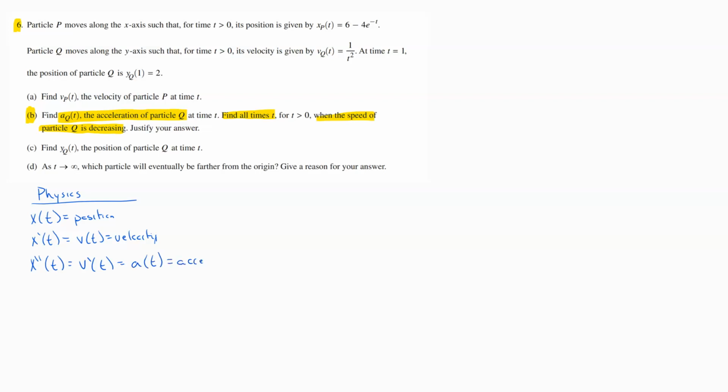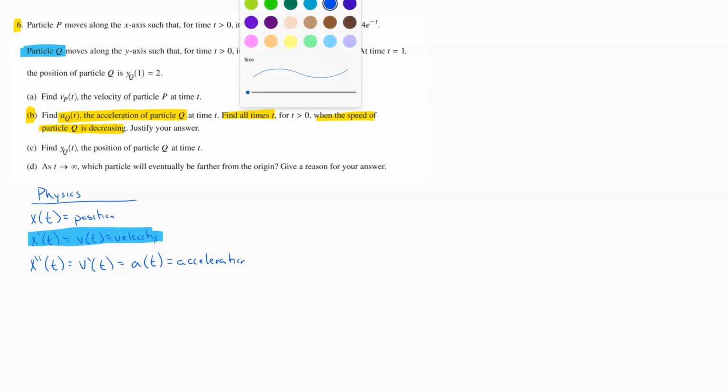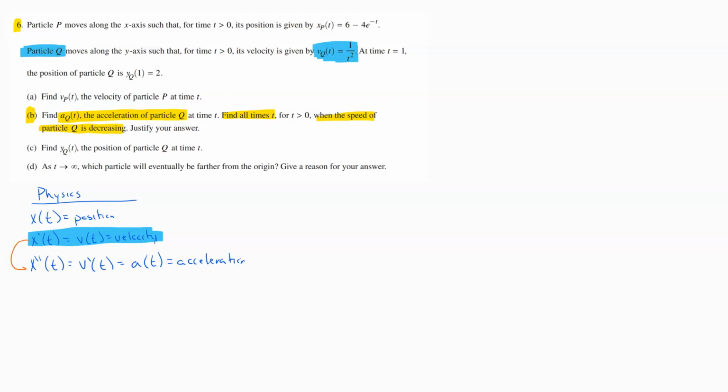And so on this problem, we're talking about particle Q. Again, be careful on this type of problem where we've got two particles happening here. This one wants to talk to us about particle Q's acceleration. And we see that they've started us off with a velocity equation. So we're actually at this middle level right now to start with. In order to find the acceleration equation, we're just going to need to take the derivative. We need to move down a layer. So we're going to need to take the derivative of our velocity equation that they give us right here.